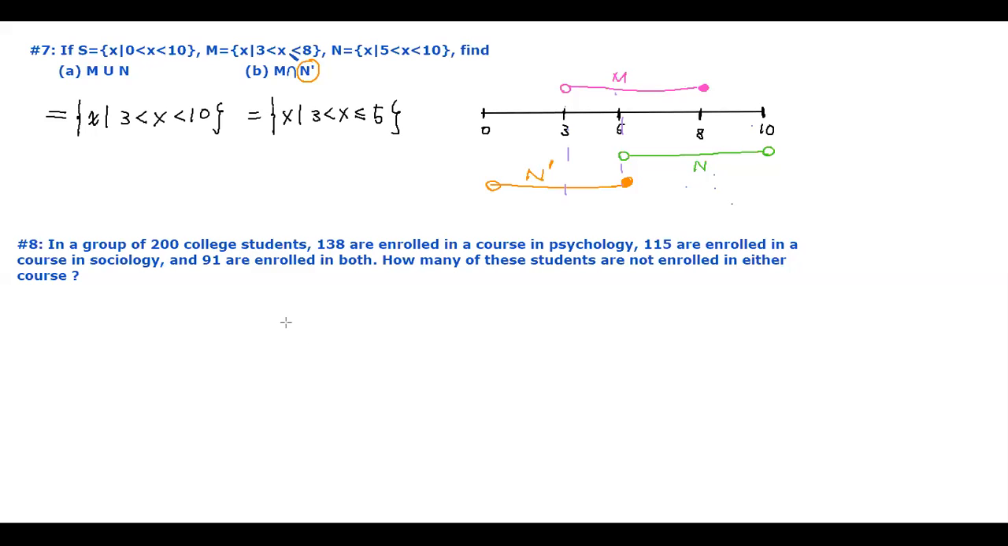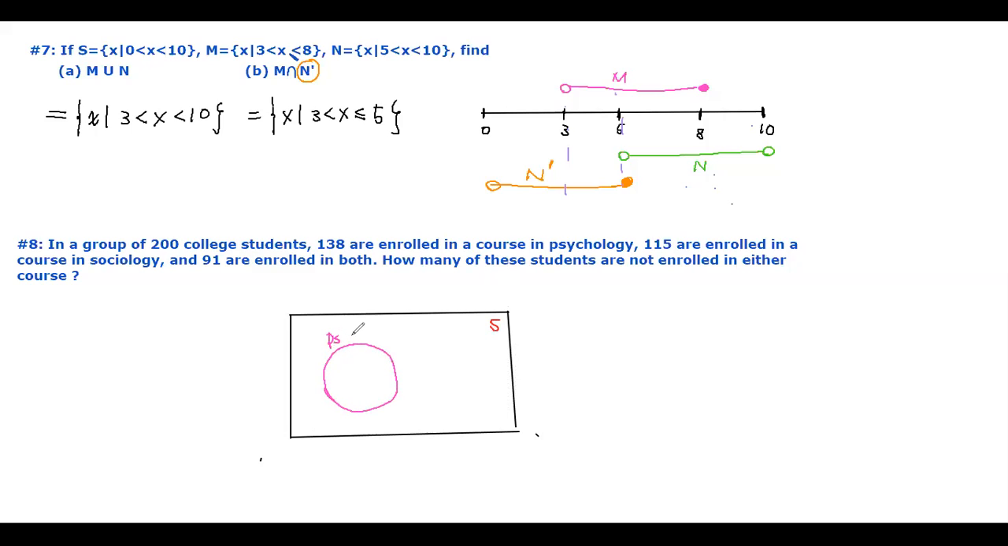All right. So let's see here. So let's say this is my sample space here, right? So this is my sample space. All right, so I have 200 college students. Then 138 of them are enrolled in psychology, right? So I use this one here. This is the psychology class, right?